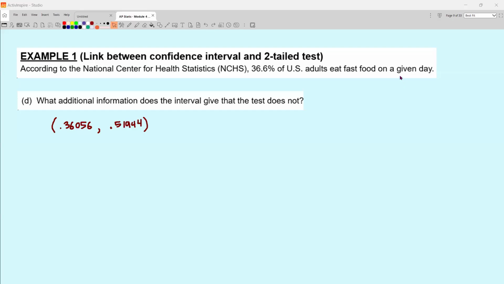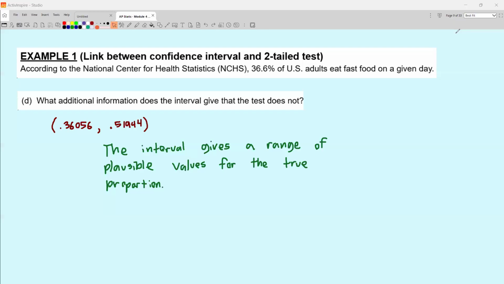And the last part of this question is asking what additional information does the interval give that the test does not? We can reach the same conclusions from the test and the interval. But what the interval does in this case is it gives you a range of plausible values that the true population proportion could actually be. So you can say the interval gives a range of plausible values for the true proportion.